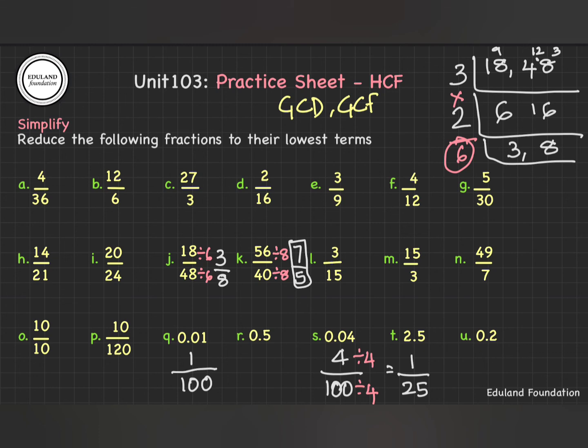Let's take this 0.2, which is 2/10. It can be written as 2 by 10. I have a common factor, that is 2 itself, so I'm going to divide them by 2. So what I'm left with is 2 divided by 2 is 1, 10 divided by 2 is 5. So this is in the lowest form.